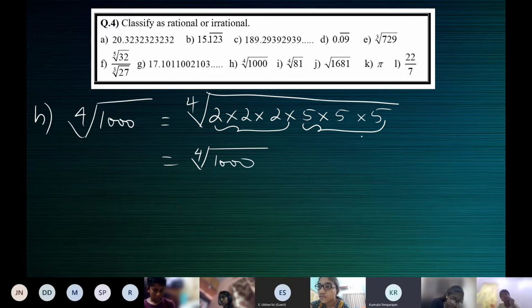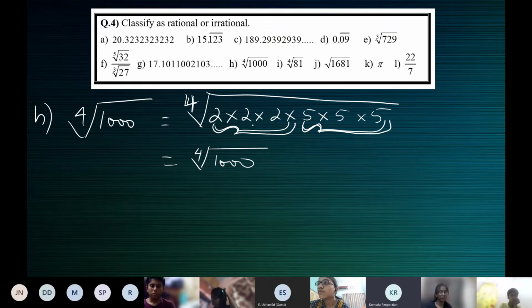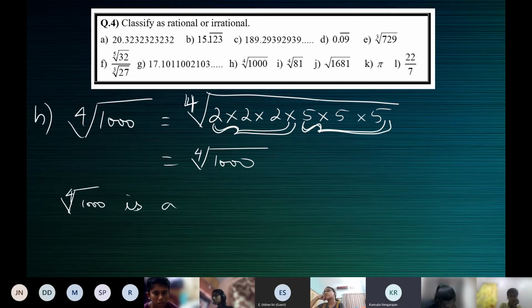You cannot simplify this. Fourth root means from 4 twos you can bring 1 two out, and from 4 fives you can bring 1 five out. But we have only 3 twos and 3 fives, so nothing can come out. They'll remain under the fourth root. So the fourth root of 1000 is an irrational number, because its value will be non-terminating, non-repeating.